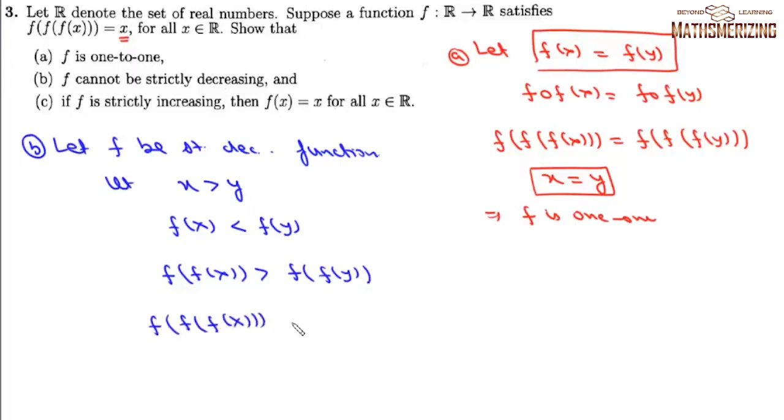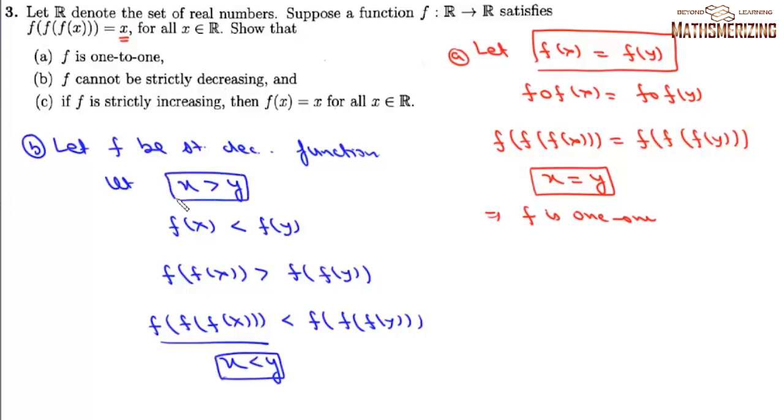So f of f of f x will be less than f of f of f y. Now this is x and this is y. So from here we get this condition that x is less than y, which is a contradiction. That means this f cannot be a strictly decreasing function. Now we'll come to its third part. Now we are given that f is strictly increasing.